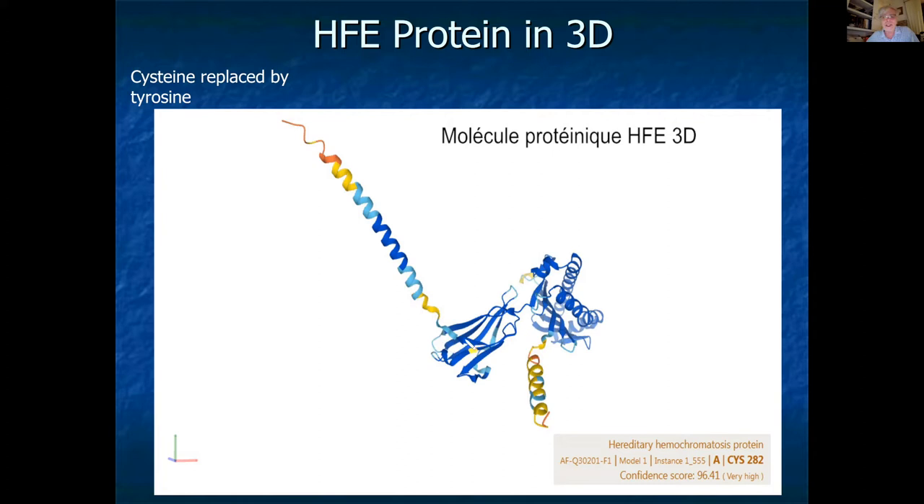I would pay attention to the yellow part here. You see, the yellow part is where the mutation occurs. In one, you have a string which is joined with another string by that yellow dot. It means that at that place, there is a bridge between that part of the string and that one. And it's where the mutation occurs. So if you change that bridge, which is constituted by two molecules of cysteine, when one is replaced by a tyrosine, what happens is that the bridge is broken and both parts separate apart, and that makes the protein no longer functional.